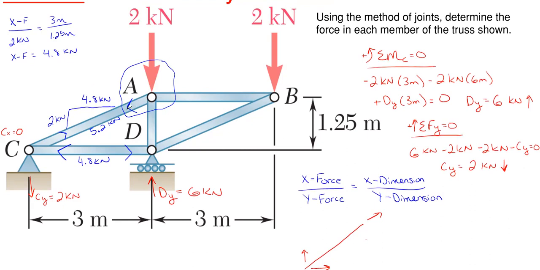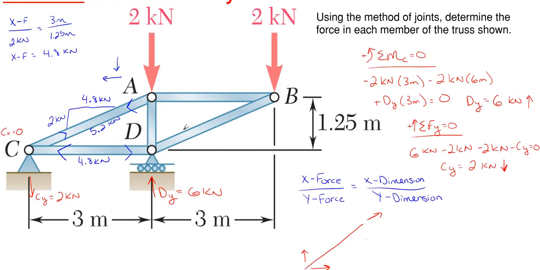But I do have this diagonal force here from CA, which consists of 4.8 kilonewtons in the horizontal and 2 kilonewtons in the vertical. My arrow direction is down and to the left relative to joint A, which means my vertical force will be downward and my horizontal force will be to the left. So this 2 kilonewtons is acting downward at joint A, and 4.8 kilonewtons is acting to the left at joint A. So let's use all these forces and solve for AD and AB.